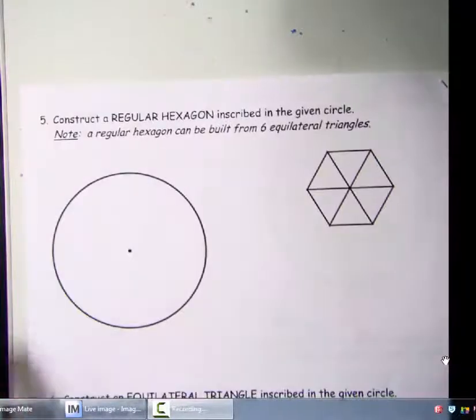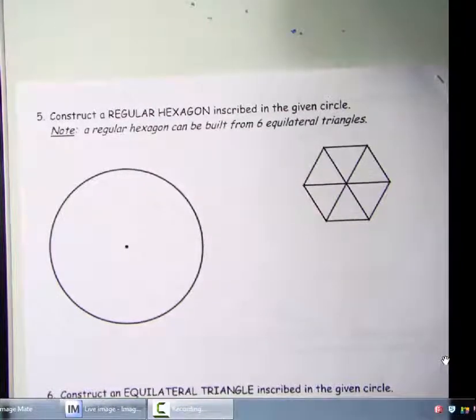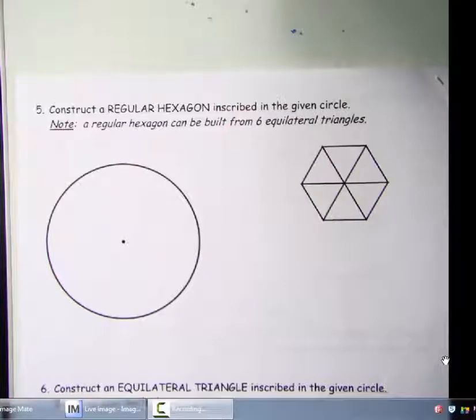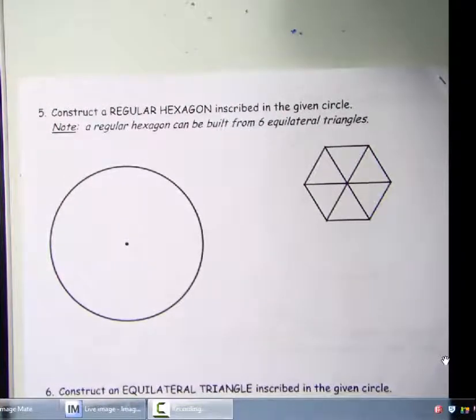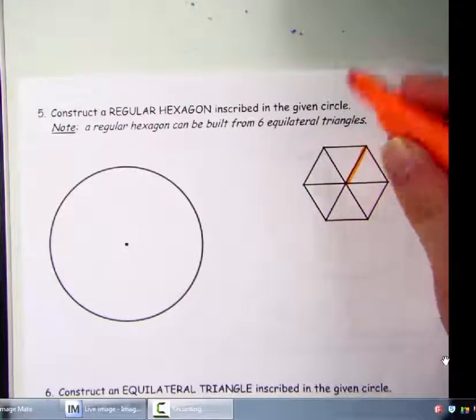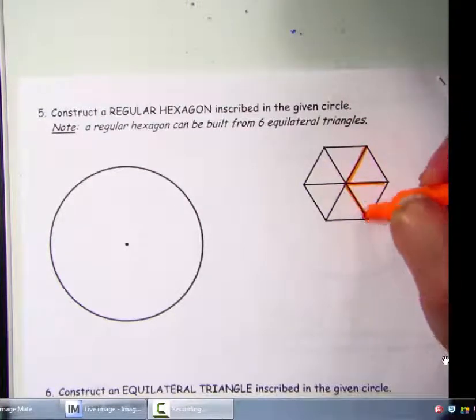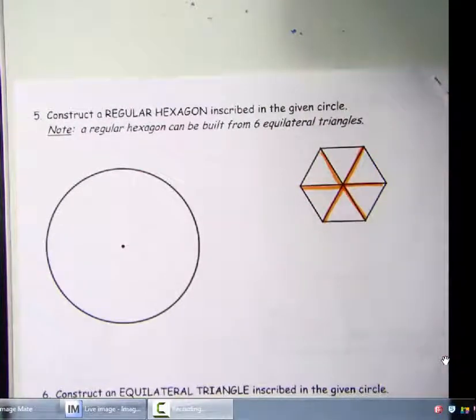The next one I'm actually going to show you is the regular hexagon. Construct a regular hexagon inscribed in the given circle. Note, a regular hexagon can be built from 6 equilateral triangles. What we're going to do is use a radius. If we keep copying the radius 6 times, you're going to get these 6 equilateral triangles, and then we're going to get the hexagon.